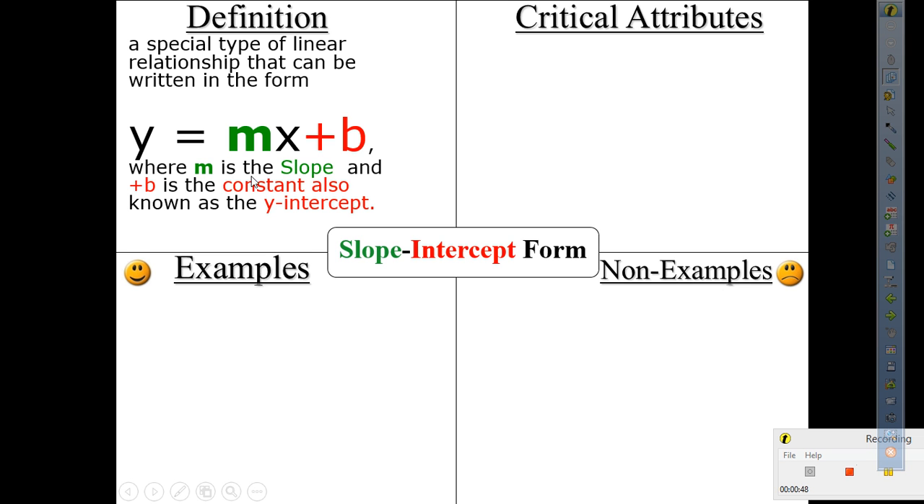And it says here where m stands for the slope and plus b is the constant, also known as the y-intercept. So the b is known as the y-intercept.